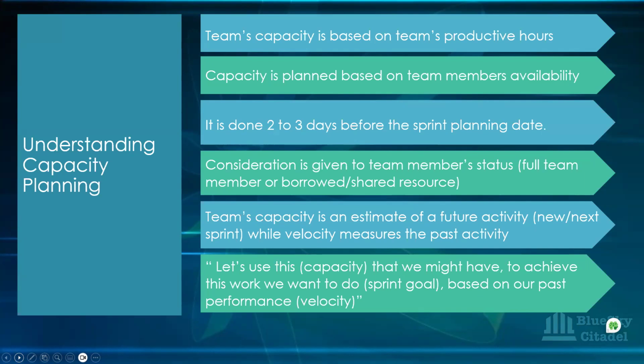While your velocity, so this is just differentiating between capacity and velocity. But one helps the other one. So your velocity measures past activity. Your velocity measures in the last sprint. This is what your velocity is saying. So you're looking at your average velocity over a period of time. You'll be able to understand it by the time the team is working.